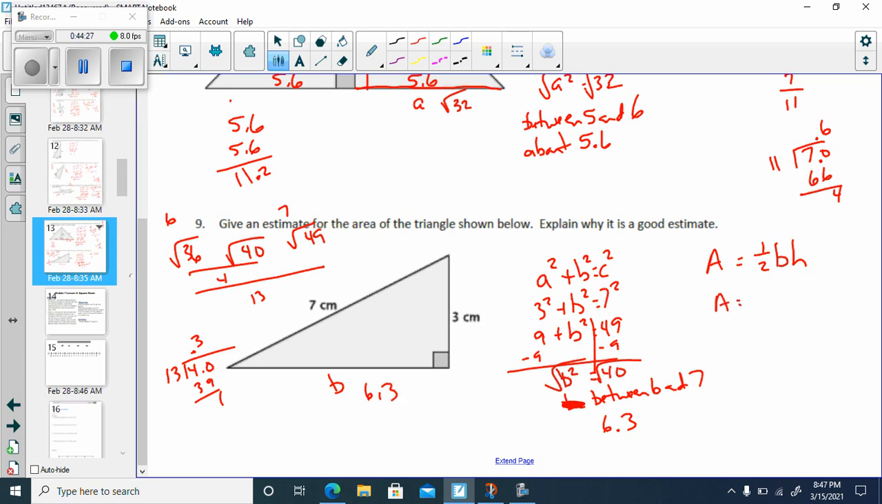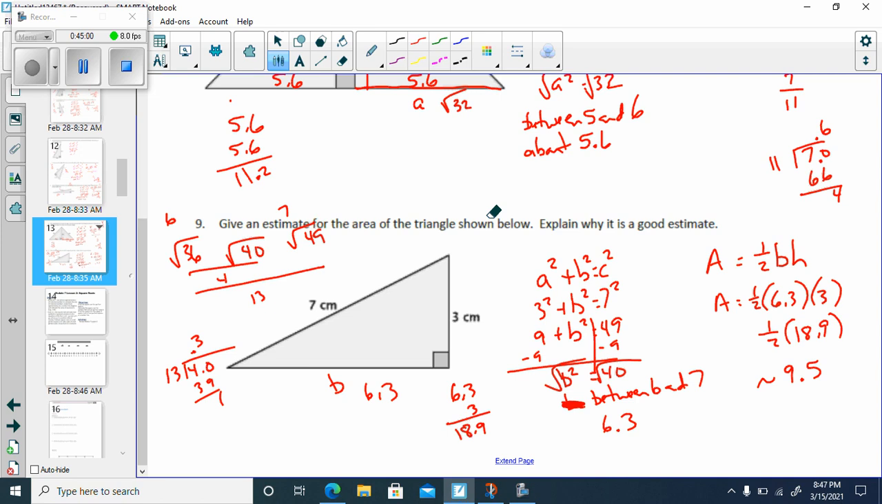Your area is equal to 1/2 times 6.3 times your height, which is 3. Okay, let's do 6.3 times 3. 3 times 3 is 9. 6 times 3 is 18. 18.9. 1/2 of 18.9 would give me, let's see, 9.45 or about 9.5. Okay, centimeters.